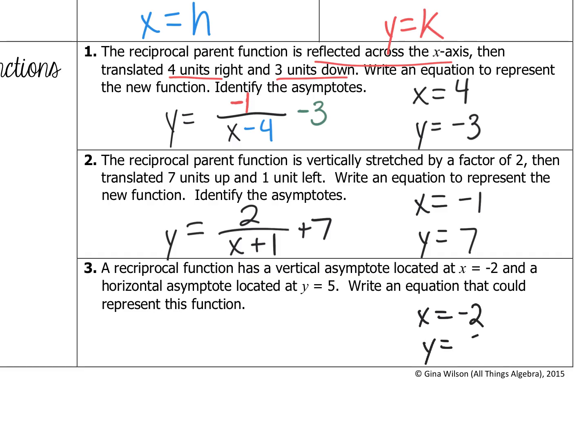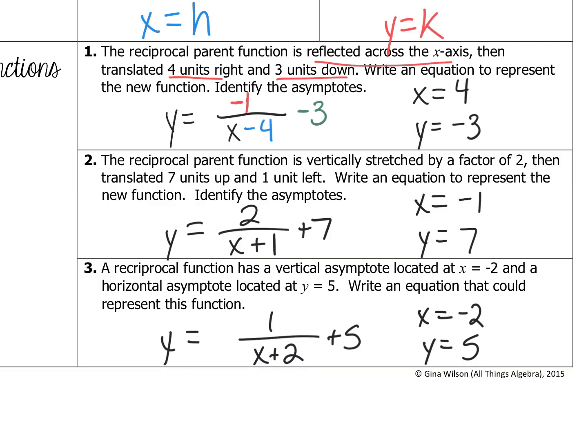It asks me to write an equation. I think I got it. Is it 1 over x plus 2, plus 5? Do we agree? I do. I don't. Perfect. You don't agree? Well, then you're wrong.